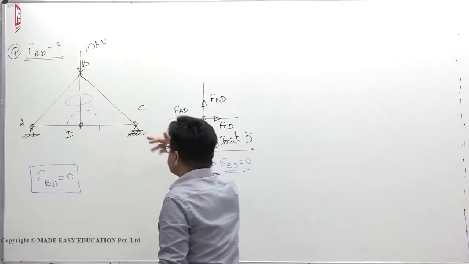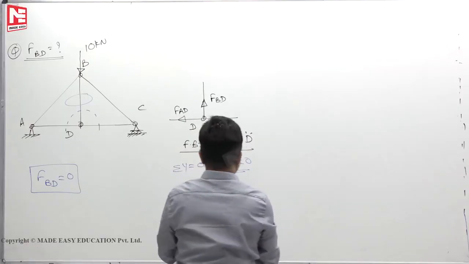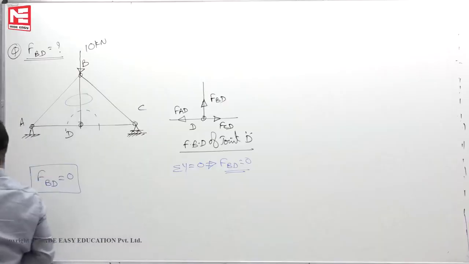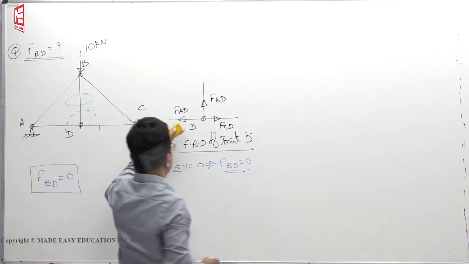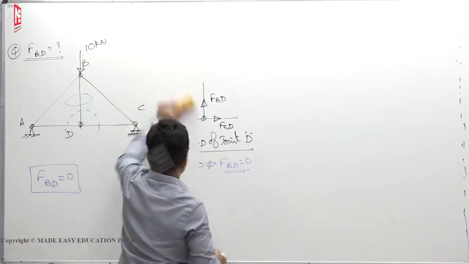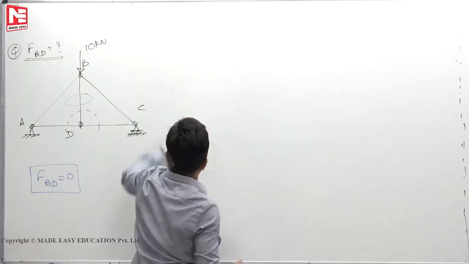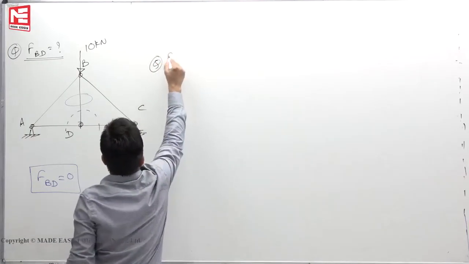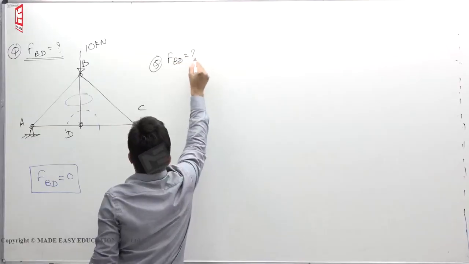Okay. Now let us see that problem. Supposing that if you have force in the member BD, if I show it like this, say, this I remove now. Next question is force in the member BD.